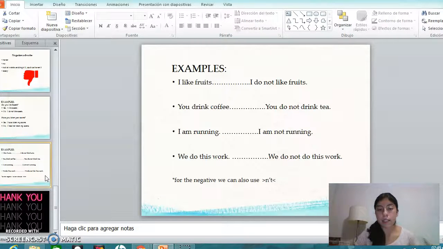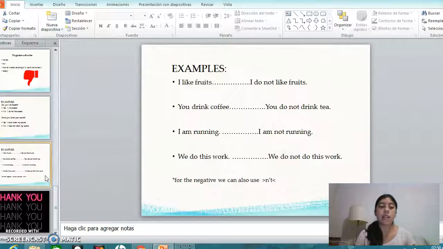The next one, I am running. And the negative form would be, I am not running. And the last example is, we do this work. And the negative form would be, we do not do this work. So here we can see that the first sentences are affirmative and obviously the second part is negative.